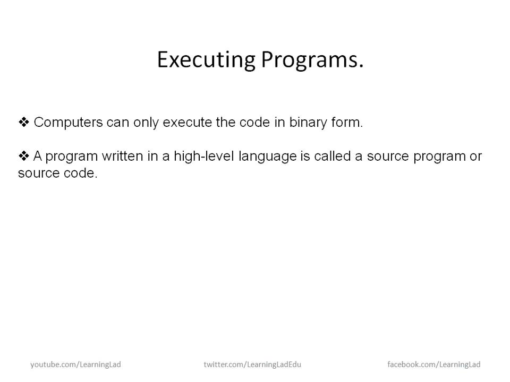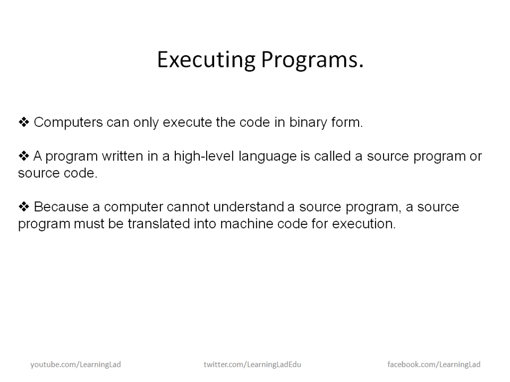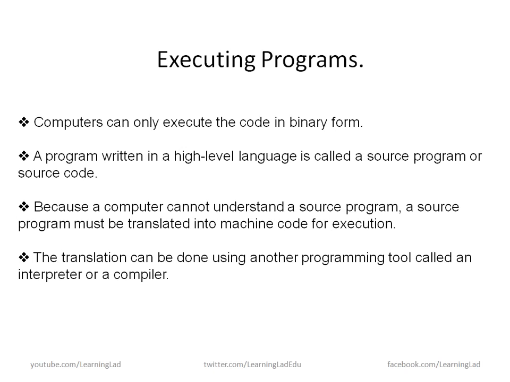When you write a program in C or C++ or Java or any other programming language, that is called the source program or the source code. So we can translate our source code, which is in high level form, to a machine level form which computers can understand and execute. The translation can be done using another programming tool called an interpreter or a compiler. These two work differently, and we're going to see that next.